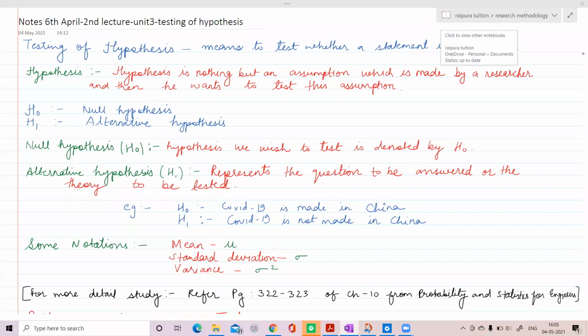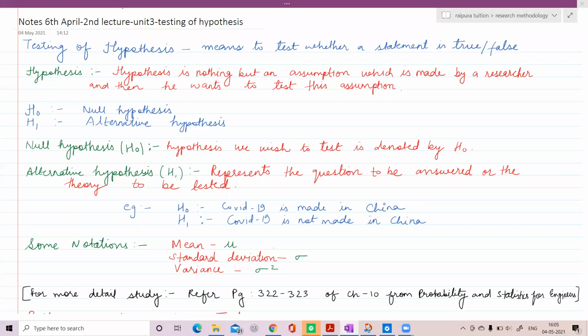Hello everyone. This is our second lecture of Unit 3 of Testing of Hypothesis, which was taken by Samantha sir. In this lecture, he discussed all these things which I tried to write in the best possible way, whatever I could include in it. So, first he told what is testing of hypothesis, and it means to test whether a statement is true or false.